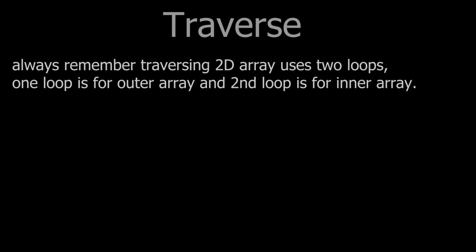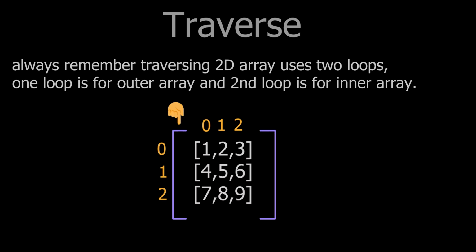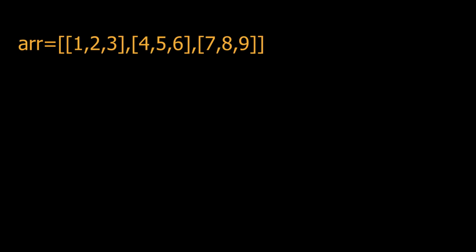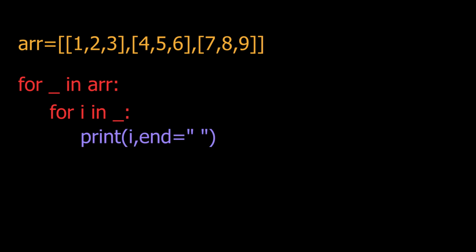Traversing a 2D array. How to traverse a 2D array? Always remember, traversing a 2D array uses two loops. One loop is for the outer array and the second loop is for the inner array. For example, we have this array and we want to print this. Write a for loop in the array and inside this write another loop for i in the inner array, and inside this write print i, and write another print statement to print the 2D array.